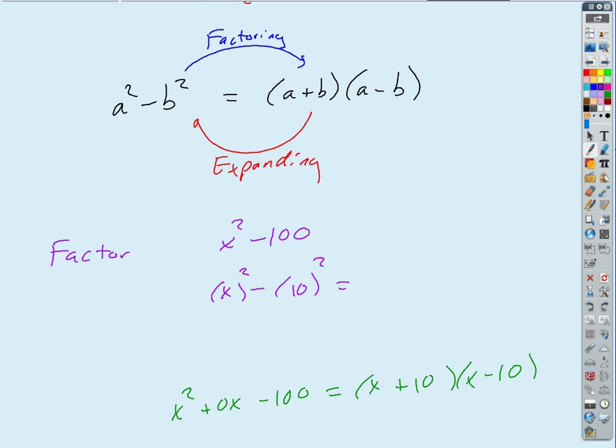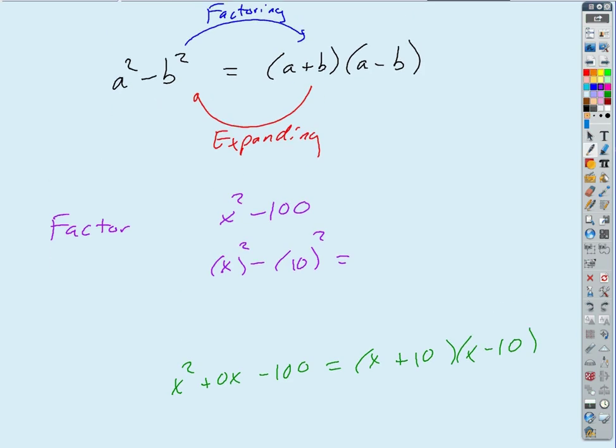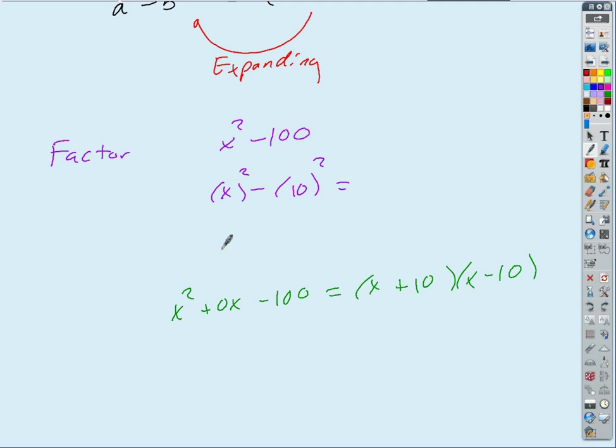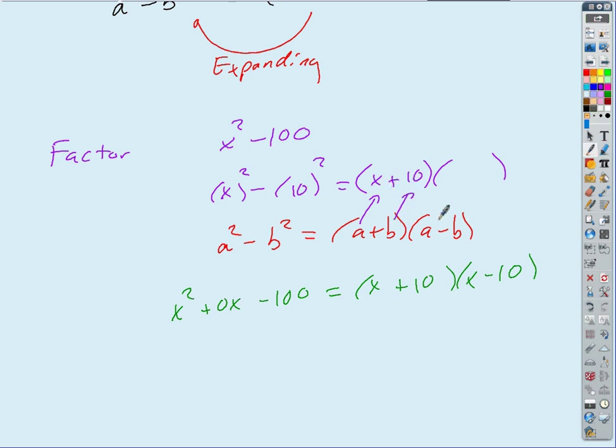Everybody see that? So remember the pattern says a squared minus b squared equals a plus b times a minus b. So what's my a? My a is an x, my b is 10. Here my a is an x, my b is a 10. Easy, right? No big deal. Okay, that's the difference of squares pattern.